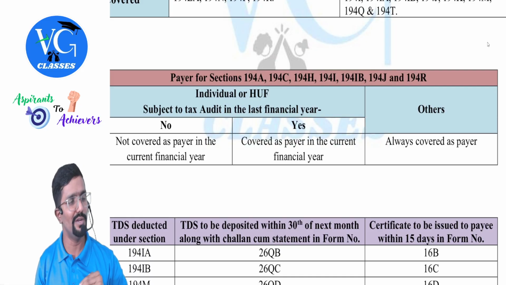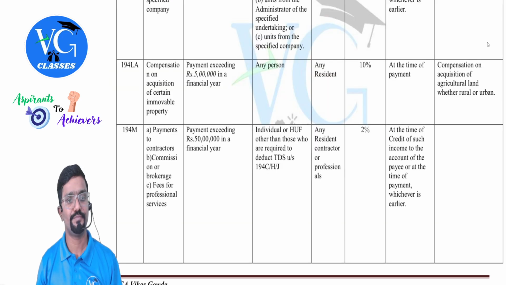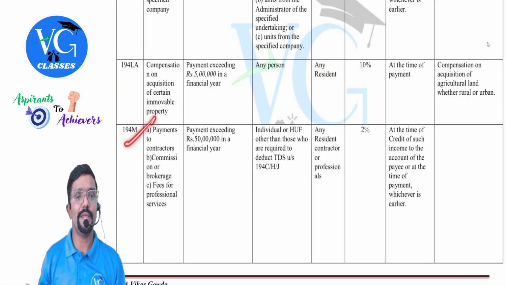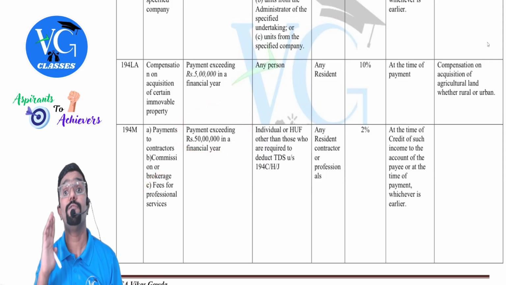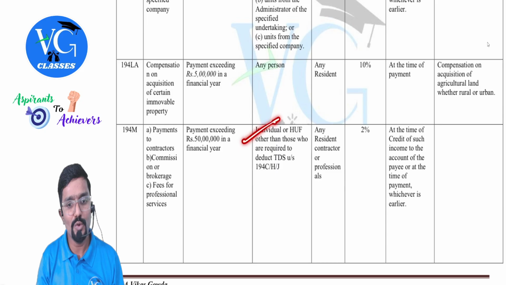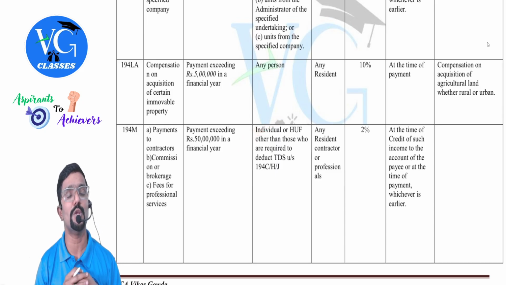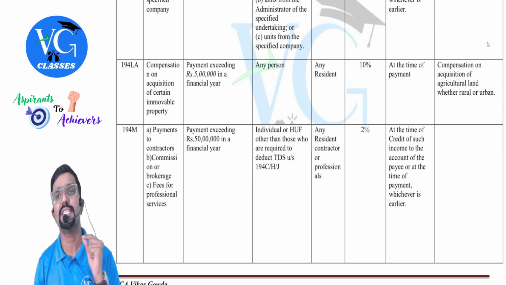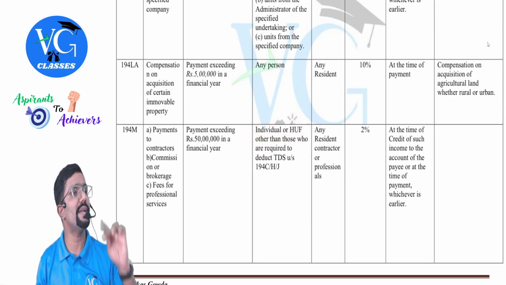New in the sense, not new now. It was added a few years back. Okay, what is it? We will see. 194M: payment to contractors, commission or brokerage, fee for professional services, if it is more than 50 lakh in a year. Huge threshold limits. Who is paying it, sir? Individual or HUF, other than those who are required to deduct TDS under section 194C, H, J. In simple, individual or HUF who is not subject to tax audit last year.